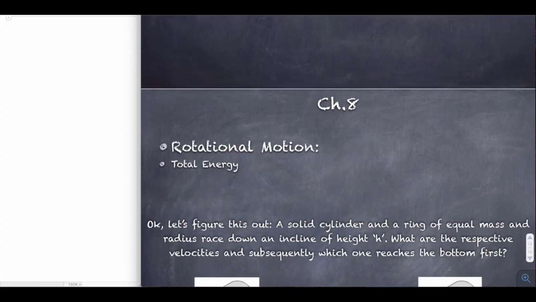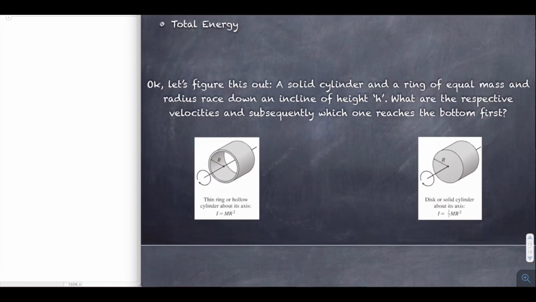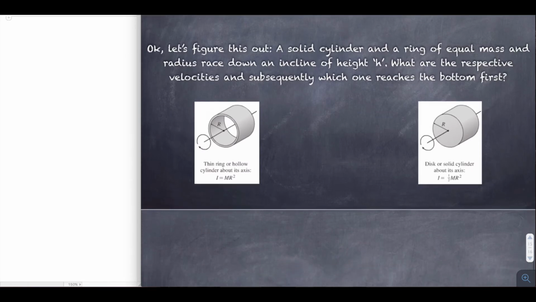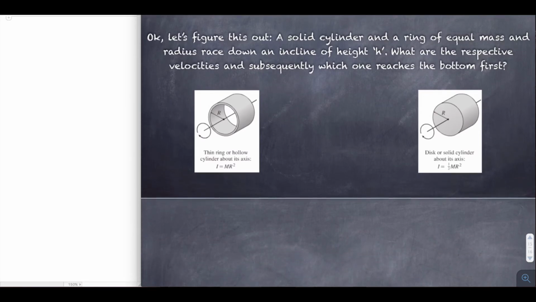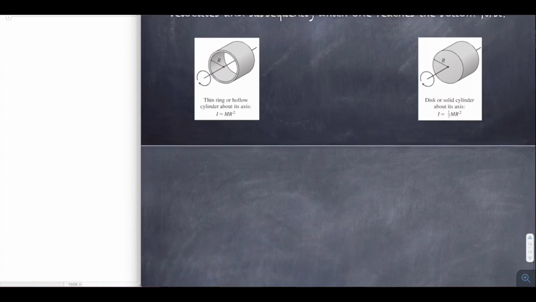Now let's look at the example from the video. Okay, let's figure this out. A solid cylinder and a ring of equal mass and radius are raced down an incline of height h. What are the respective velocities, and subsequently which one reaches the bottom first? Whoever has the higher velocity at the bottom of the incline obviously will be declared the winner and made it down the incline quicker than the other.